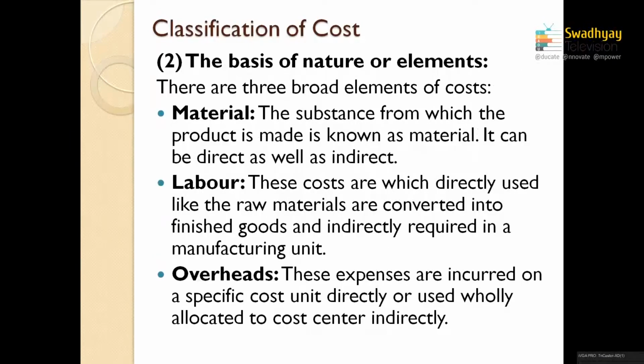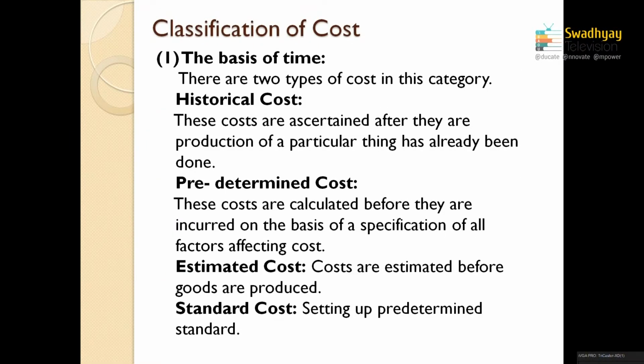So now let us move to the first classification, on the basis of time. On the basis of time, it is classified in two parts. One is historical cost and the other one is predetermined cost. Historical cost means the cost once it is incurred for the manufacturing of a product. So the cost that has already been incurred for the manufacturing of a product, which has some value, is called historical cost.